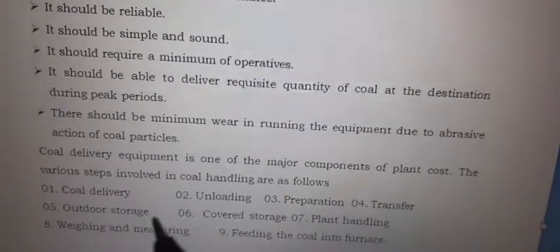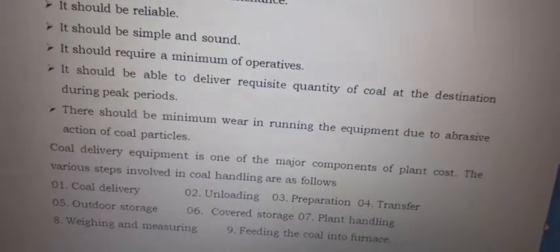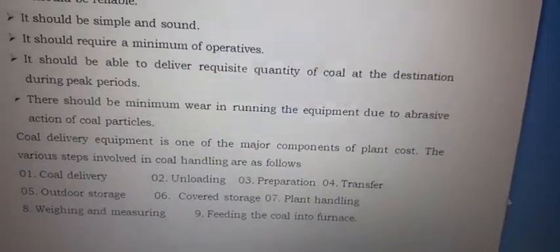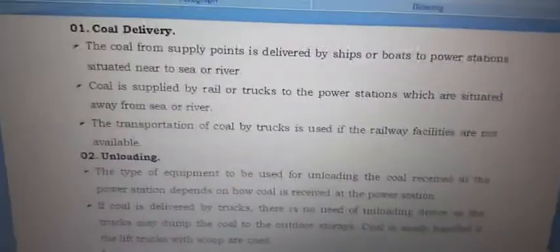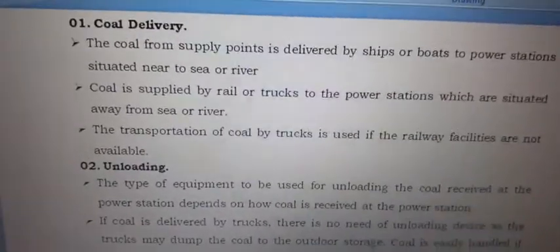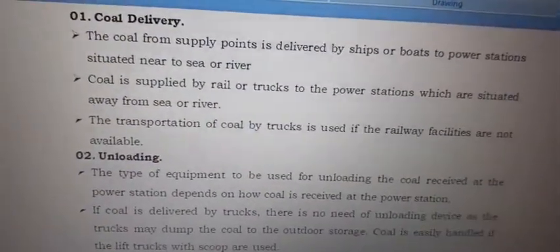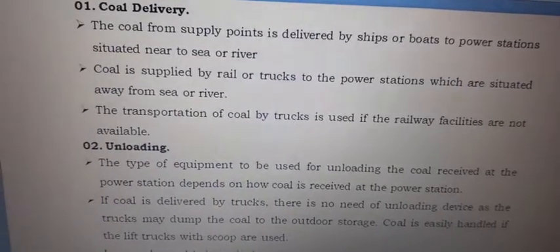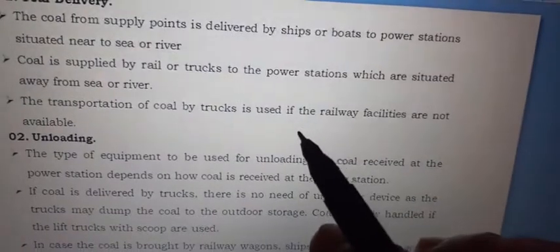The various steps involved are coal delivery, unloading, preparation, transfer, outdoor storage, covered storage, plant handling, weighing and measuring, and feeding the coal into the furnace. And what is coal delivery? The coal from the supply points is delivered by ships or boats to power stations situated near the sea or the river. Coal is supplied by rail or trucks.